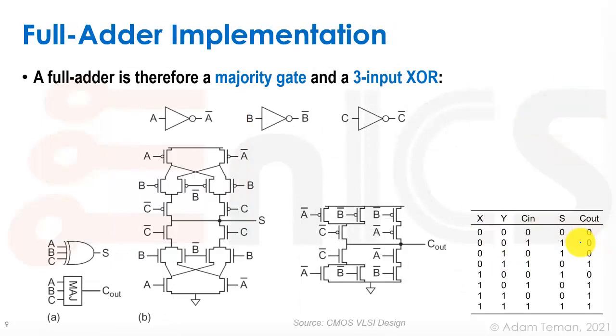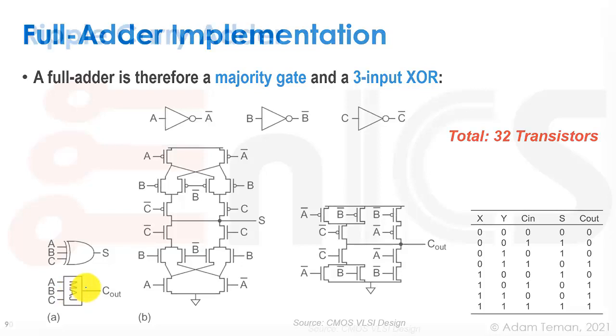Okay, so a full adder is therefore just a majority gate and a three-input XOR. And we can build such a thing. Here you see a CMOS implementation of two gates that give us this. And if you count the transistors, you'll find out that there are 32 transistors necessary to make these two gates, this three-input XOR gate and this three-input majority gate.